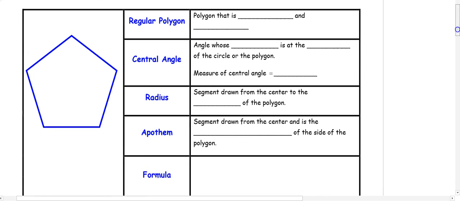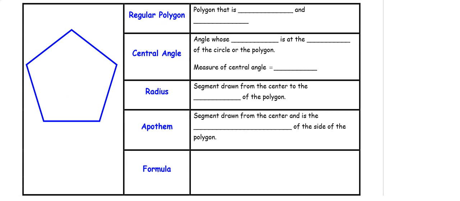Polygons. When we're moving with polygons, this is a shape we haven't really talked about yet. A regular polygon is a polygon that has congruent angles and congruent sides. So for example, this would be a pentagon and it would have 5 congruent sides and 5 congruent angles.